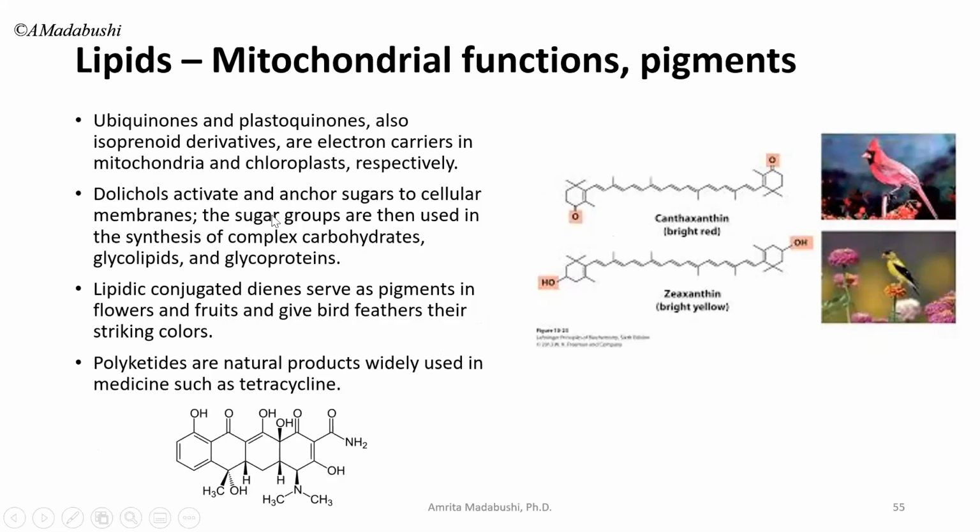For example, there are ubiquinones and plastoquinones, which are electron carriers in mitochondria and chloroplast. Then there are other lipids which can serve as pigments in flowers and fruits and give birds their color. So that's why I showed you some examples in here. There is xanthine, which gives the bright red color, and zeaxanthin, which gives the bright yellow color. This gives some functionality, and you can see the structure here, similar and yet not exactly identical. You can see here the ketone group and the hydroxy group.